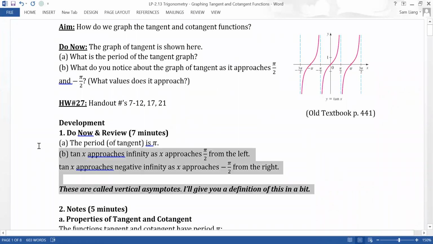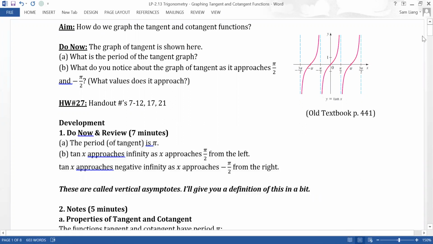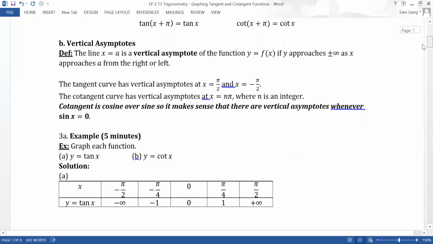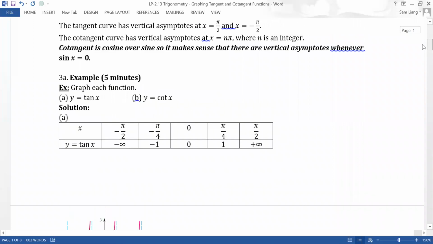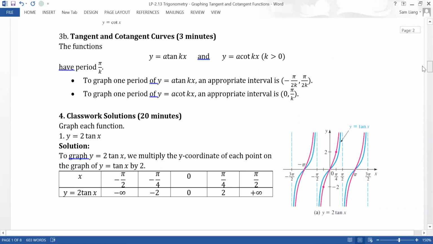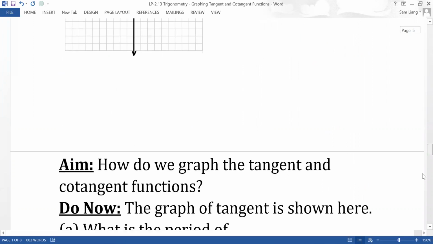All right, does anyone still need this? You can speak up or type. Okay, if not, then let me give you an overview of the rest of the lesson. We have some notes for tangent, cotangent, and the definition of vertical asymptote. Then next we're going to graph the tangent and cotangent functions, another set of notes, and then the classwork. All right, with that said, let me get to the notes. All right, here it is.